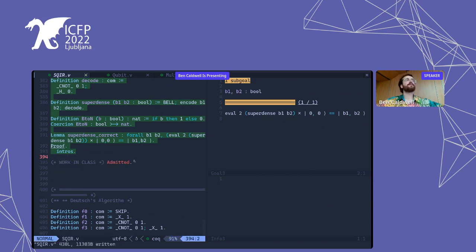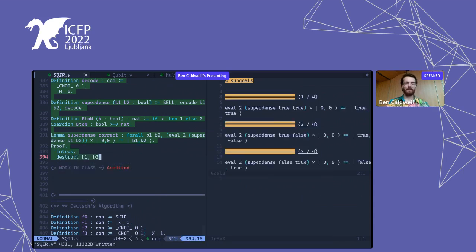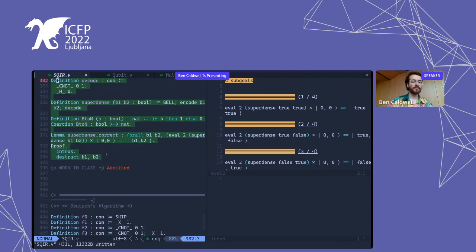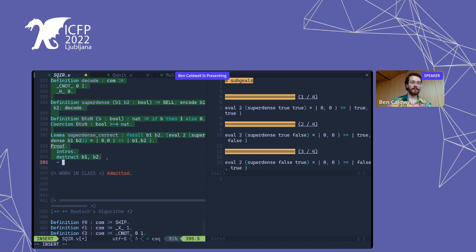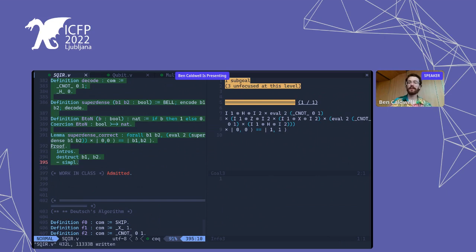Anybody have any ideas for how we want to start this? We would probably destruct B1 and B2. Could you not do it in a more general way without specializing B1? I don't believe so because of these statements in the encode. They make it so that if we want to actually evaluate to know which matrices we're working with, we do need to look at these. But right now we have this eval, and we can actually simplify it and see how far we get.